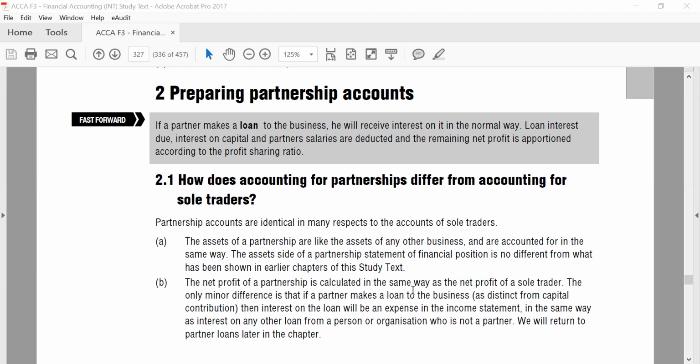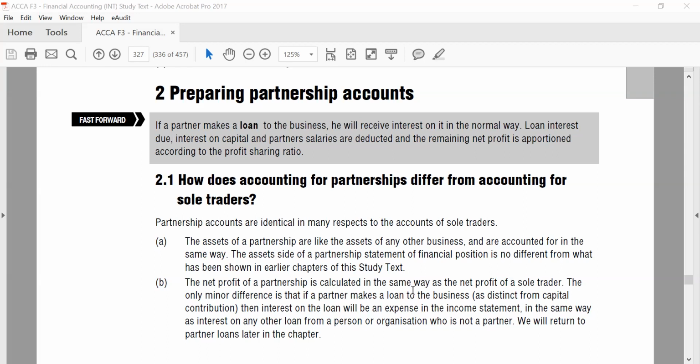We also need to understand that when it comes to partnerships, net profit is calculated the same way. The only difference comes in when we do the appropriation, or where, let's say, we have a partner who makes a loan to the business. As partners contribute capital to the business, they may also choose to contribute certain amounts of money as loans rather than as capital. In this case, we call it a partner's loan to the business.